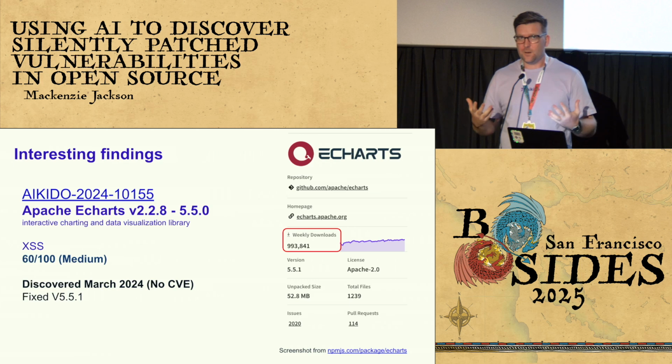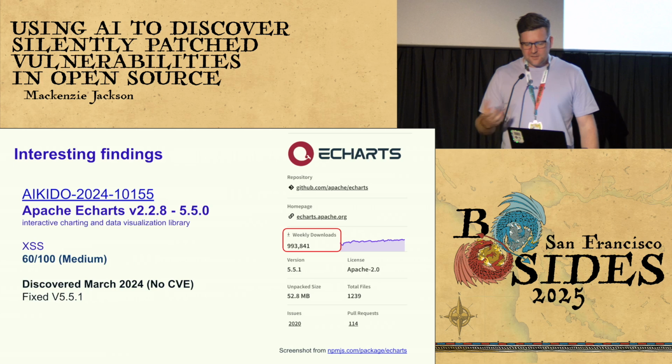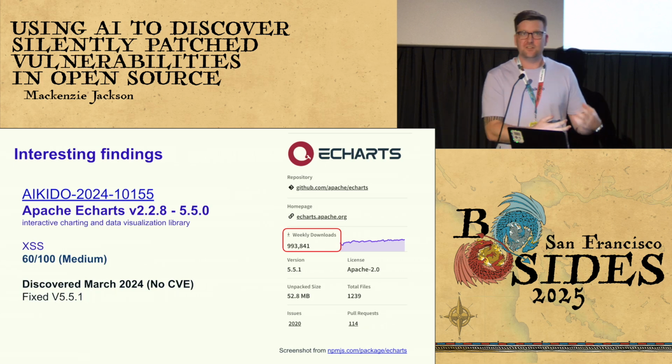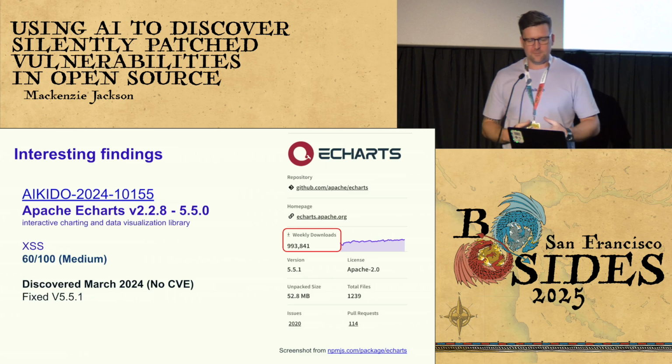This here is a very popular package with nearly 1 million weekly downloads. Again, this was discovered in March 2024, so over a year ago, and there's still no CVE for this affected version from it. This one is mostly interesting, not so much because of the package itself, but because of the name behind it. This isn't a company that you would expect to not be reporting vulnerabilities.